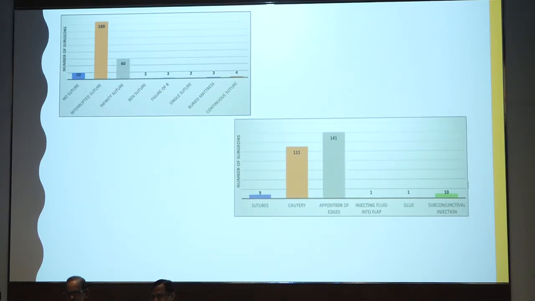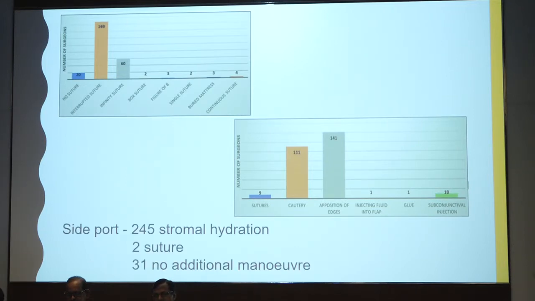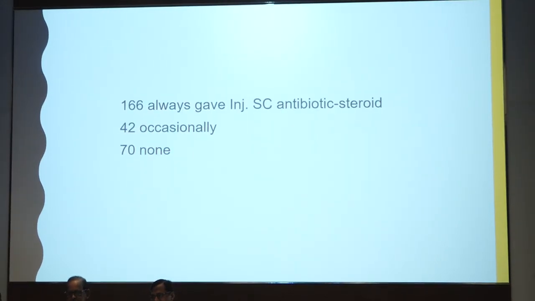Again, coming to the closure also, the majority always suture the scleral tunnel. Only 20 never suture the scleral tunnel. And coming to the conjunctival closure, it again has lots of variations. Majority just oppose their edges. Some use a cautery, some use a suture. One surgeon uses a glue regularly. And regarding the side port also, some use stromal hydration, 2 always suture their side ports, and 31 just leave it as such. And regarding the subconjunctival antibiotic steroid injection at the end, 166 always give, 70 do not give.